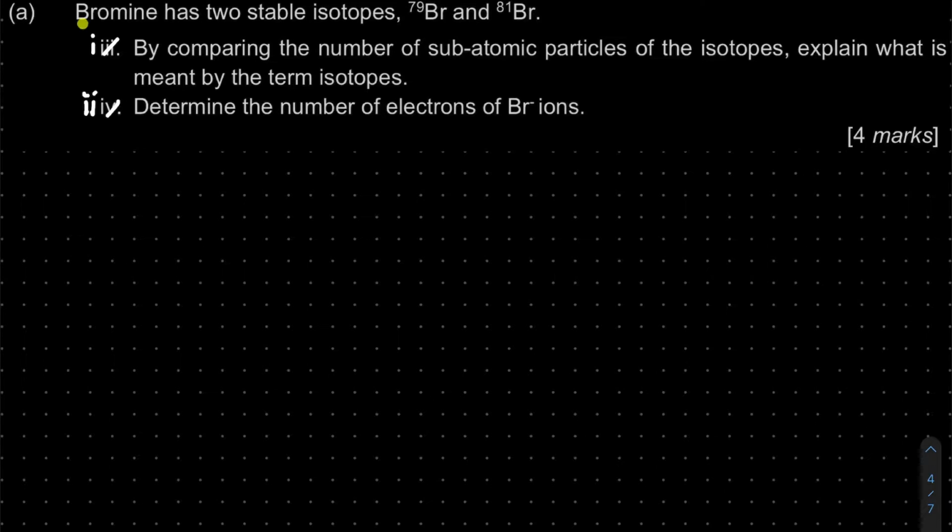Question A: bromine has two stable isotopes, which are 79 bromine and 81 bromine. By comparing the number of subatomic particles of the isotope, explain what is meant by the term isotopes. For question 1A1, they actually ask you for 2 things. It mentioned that by comparing the number of subatomic particles and then explain what is meant by the term isotope. So this is actually your definition.